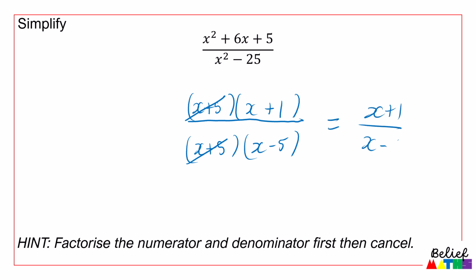Now don't make the common mistake that people make here, which is they start cancelling the x's. That can't be simplified anymore. It's only when they're in brackets that if they match exactly you can cancel them down. So our final answer in this case is x plus 1 over x minus 5.